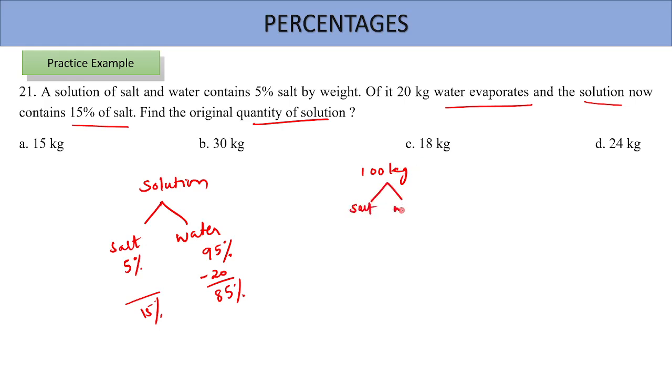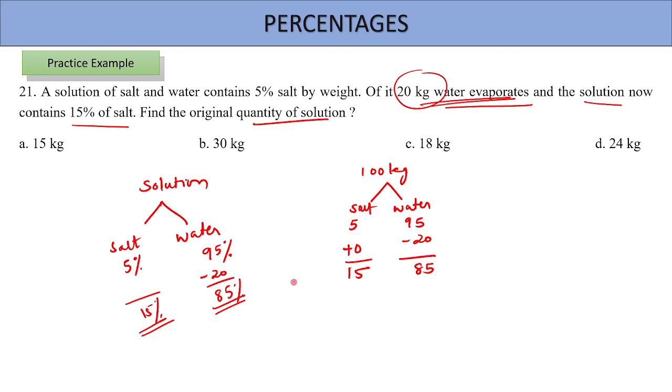Of this, salt and water consist of 5 kg and 95 kg. So the initial is 100 kg. Now, when I am removing 20 kg from here, I am getting 85 kg and I am getting 15 kg. But you see, only water is getting evaporated. There is no change in the amount of salt. That means salt stays as it is.